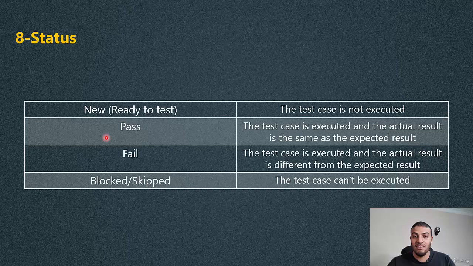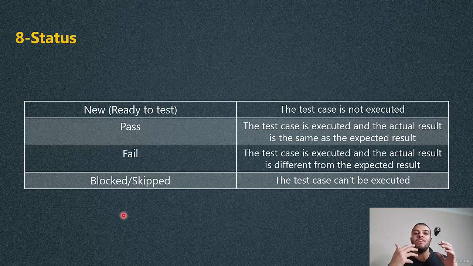Then we have failed test case. So if the actual result is different from the expected result, this test case is considered failed. Then we have blocked or skipped test case. And this is different from a failed test case, and many people understand them wrong. So a blocked or skipped test case is a test case that you cannot execute. What does this mean? For example, I have an application and the registration functionality is not working. So when I execute the registration test cases, I will say the registration test case has failed, because it doesn't work. But the login test case is blocked or skipped.